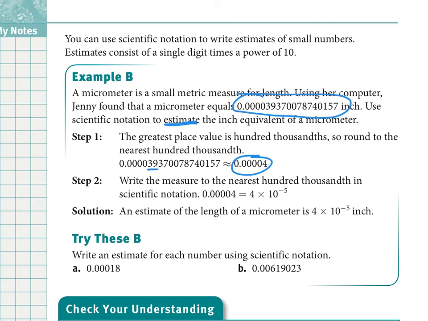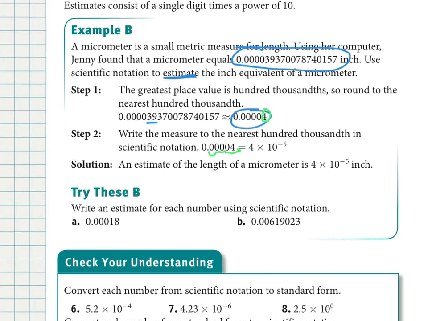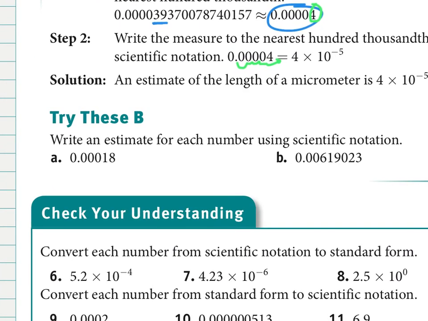So then in order to write it in scientific notation, all we need to do is write it as a factor between 1 and 10. So we're just going to use 4. And we're going to simply count how many places the decimal moves. If it was right after the 4, and we count 1, 2, 3, 4, 5 times, that's why we end up with a -5 as the exponent. Okay, so let's do a couple on our own and see how we're doing here.